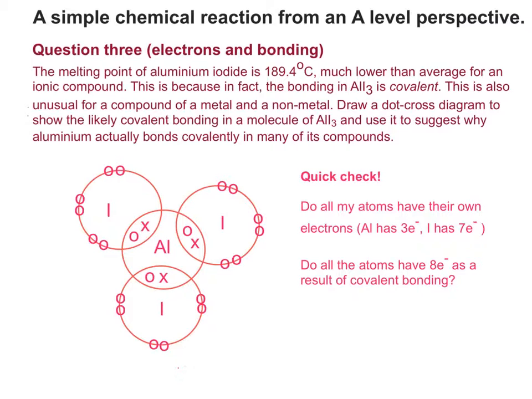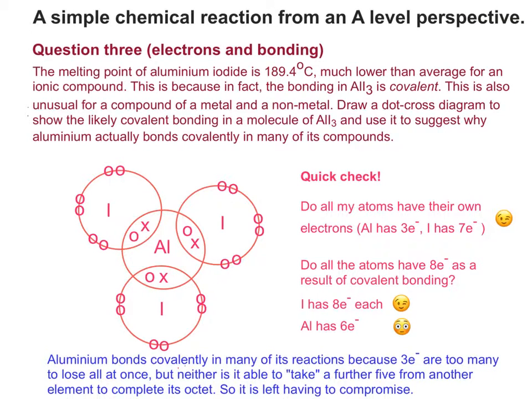So now I do a quick check. Do all my atoms have their own electrons to start with? That means aluminium has to start with 3, and iodine has to start with 7. So looking at the dots, that's the iodine. Each iodine has 7 electrons. And looking at the crosses, the aluminium has 3 electrons. So that's done. Do all the atoms have 8 electrons as a result of covalent bonding? Well, looking at the iodine, yes they do, but the aluminium doesn't. So aluminium only has 6 electrons. So what's going on?